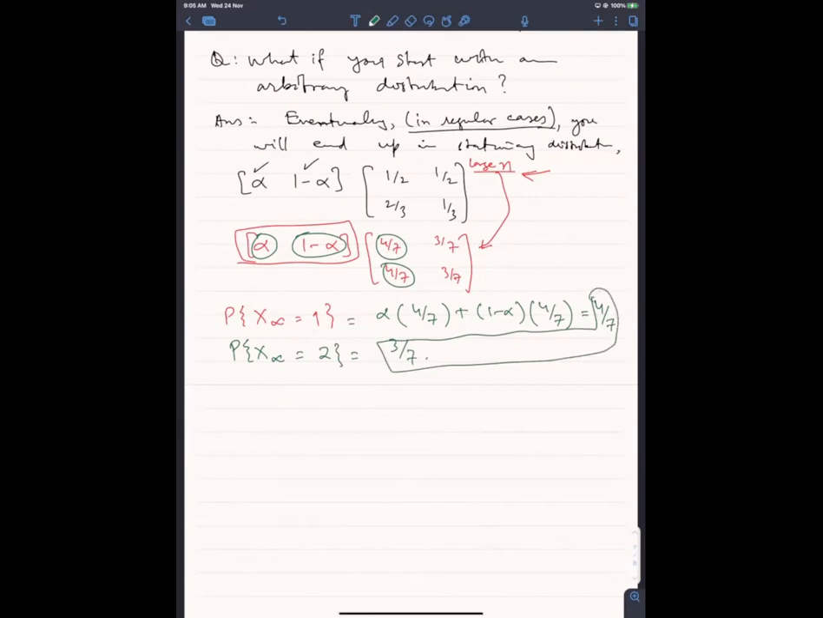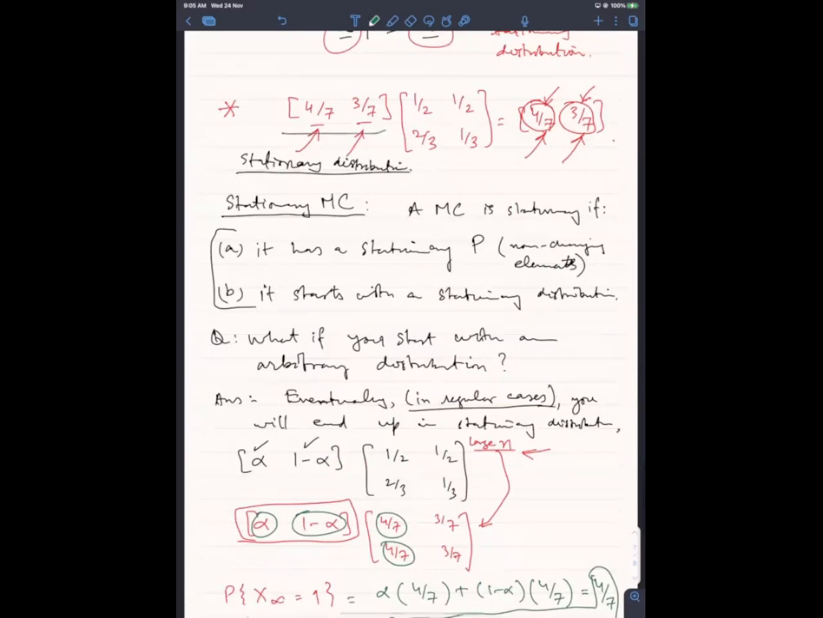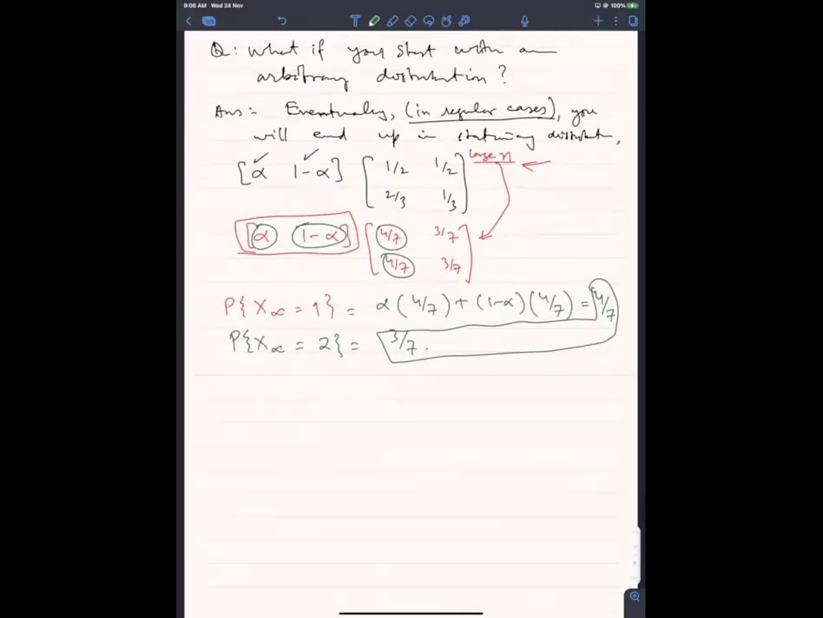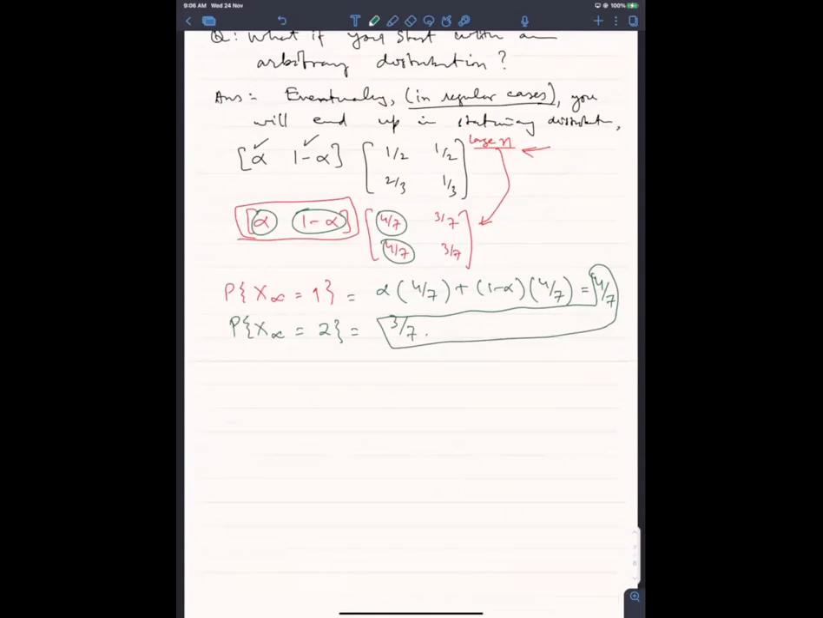And after that, every time you multiply 4 by 7, 3 by 7 with the probability transition matrix, I will get the same result. Beyond infinity, however many more steps you count, you will get the same answer.